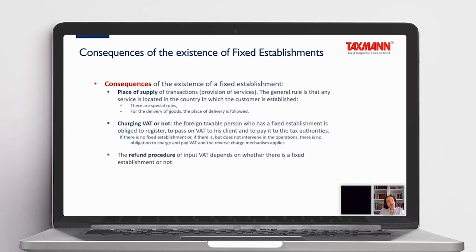So the existence of a fixed establishment is not only related to the place of supply, but also, I think it's the same in India, as my Indian colleagues here know, to the obligation to register and to pay VAT, and to the mechanism through which you can recover VAT paid on your acquisitions of goods and services.